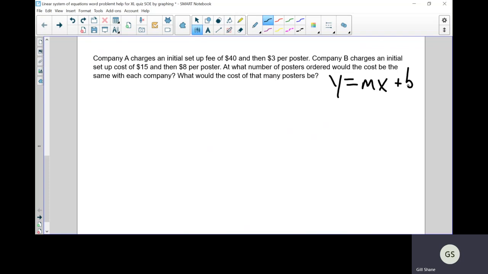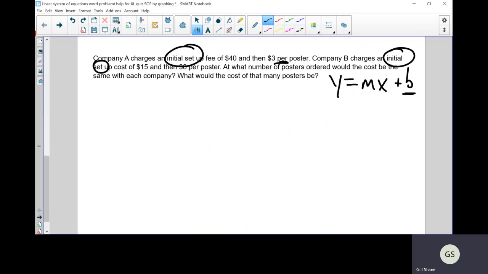And the reason I know that is because I see this number that is an initial fee. Remember, whenever I see that initial setup cost or deposit or something like that, that tells me that I'm going to have a y-intercept. Because remember how we talked about the y-intercept is like the initial cost or the setup cost or the deposit. So that's how I know they're going to be in that format. Plus I also know this, there is a per in there, per and then per. So that's kind of telling me rate of change.